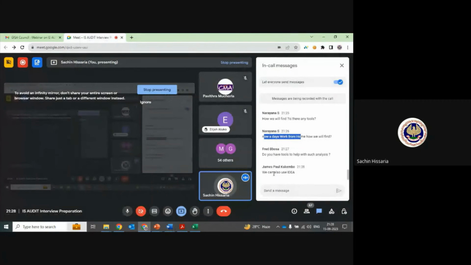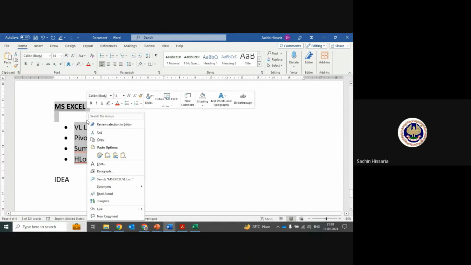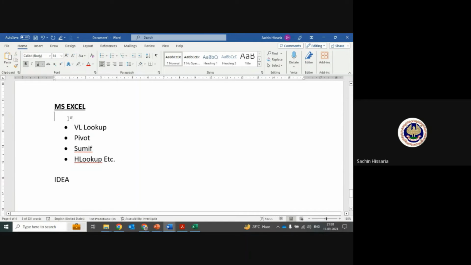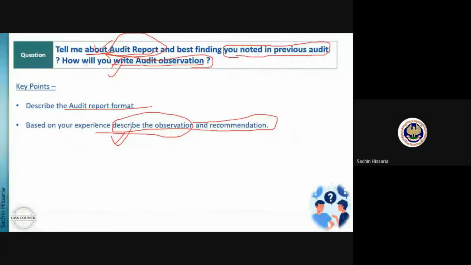Yes, we can use IDEA as well, but not all audit organizations have a subscription to this tool. The majority of organizations use MS Excel only. So as an auditor, you have to have very good exposure to MS Excel. This is all about this question, guys. This is all you need to answer. And as per your past experience, please give one good observation, because this is a normal question that was asked in the interview.